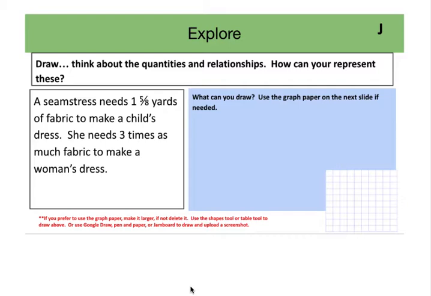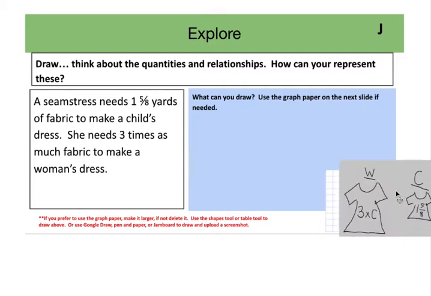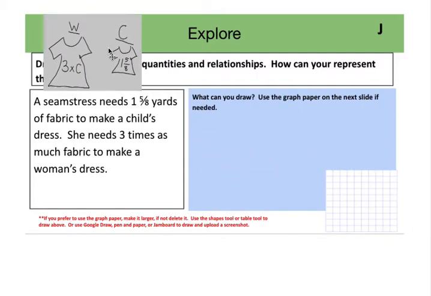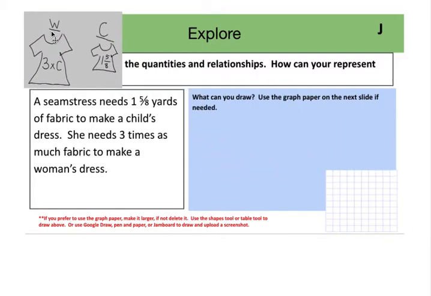So what did you come up with? Did you maybe draw a picture of the 2 dresses? So here we have the woman's dress and the child's dress, right? We know that the child's dress is 1 5/8, and we know the woman's dress is going to be 3 times as much as the child's, right? So 3 times C, right? 3 times that 1 5/8.